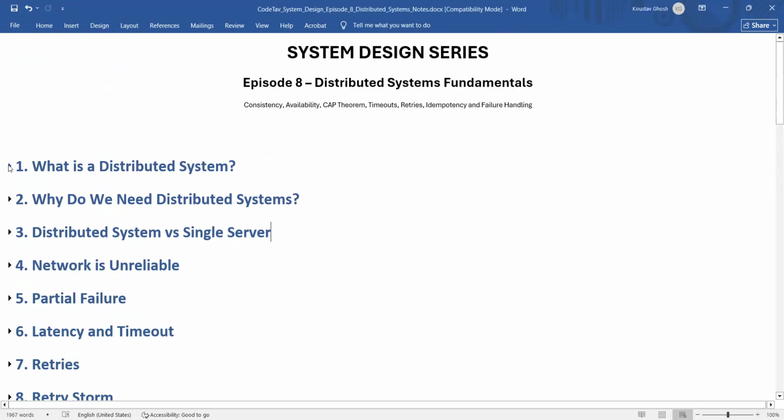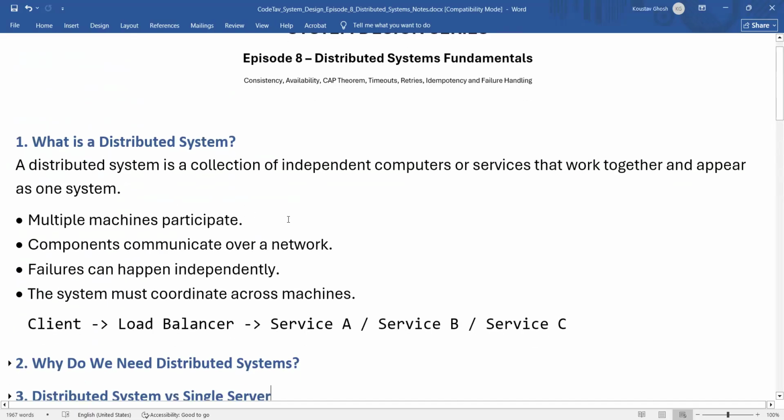So first we will learn the fundamental thing: what is a distributed system. A distributed system is simply a system where multiple computers or services work together to provide a single application or functionality. Let's take an example. Suppose we have an e-commerce application. A user opens the application and searches for a product. The request may go from the user to the load balancer, then the application server, then there can be a product service or other services, and that data will be fetched from the database.